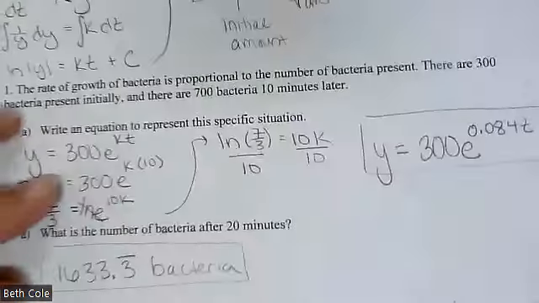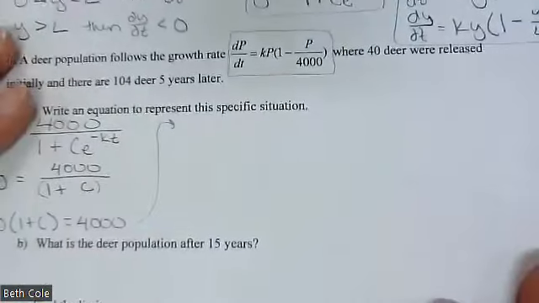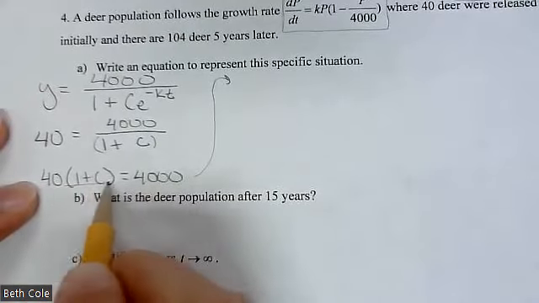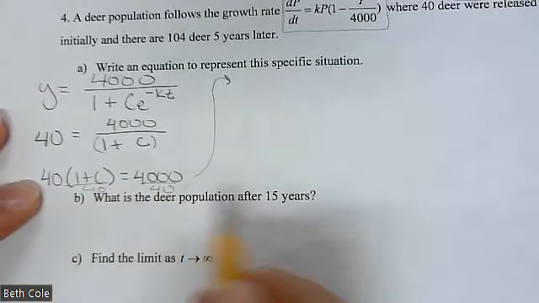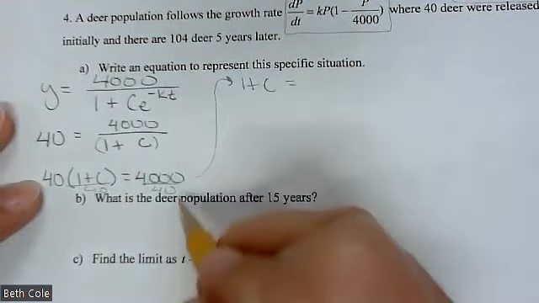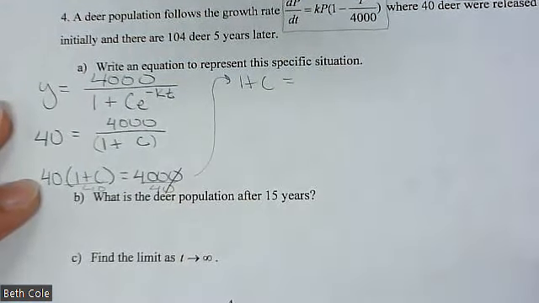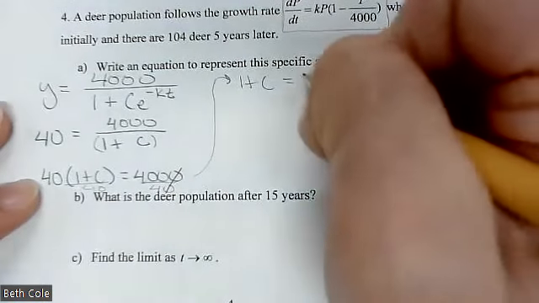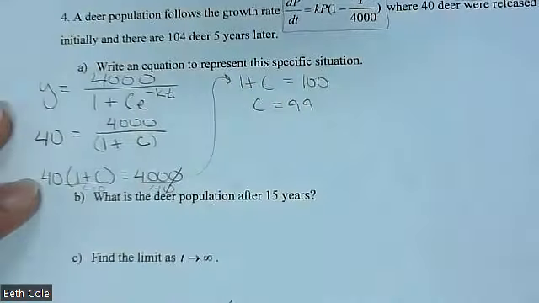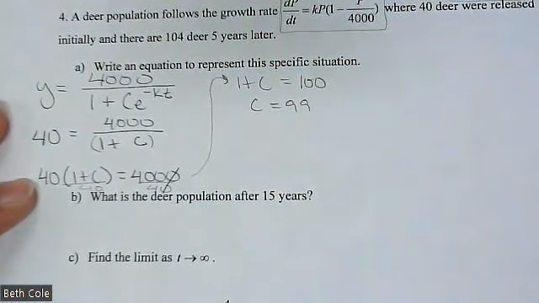See, this one's nice. C is just what you start with. This one does not work that way. All right, so we're going to divide by 40. If you divide both sides by 40, what are you going to get? It would be 1 plus C equals, one of the zeros will cancel, 100. And so C is 99. So yes, C unfortunately is not the initial amount in this. But we found it. It's 99.